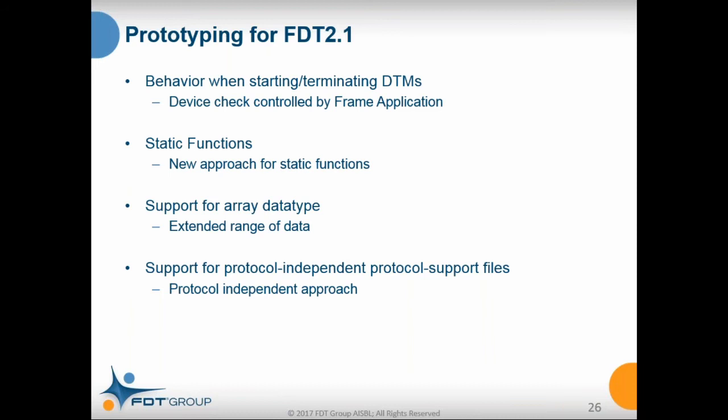Also, a topic is support for array data types. FDT 2.1 has introduced new data types to provide better support for array data, and we want to test this and map these data basically to the OPC UA representation of array data. The fourth topic in regard to prototyping of FDT 2.1 is support for protocol-independent protocol support files.